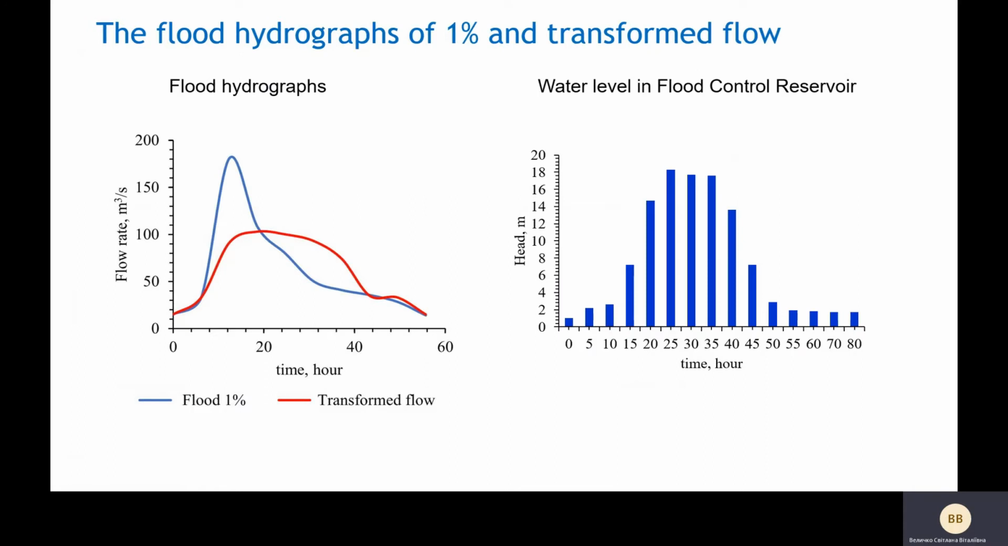The hydrograph of the flood of 1% probability was taken for simulation. It is equal to 181 cubic meters per second. The transformed flood hydrograph was converted into the relationship between the water level and time. This hydrograph was divided by regular intervals of every 5 hours, and this function was used to simulate the change of water level in the reservoir.